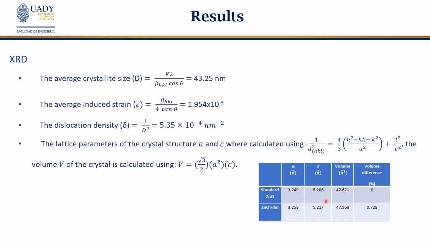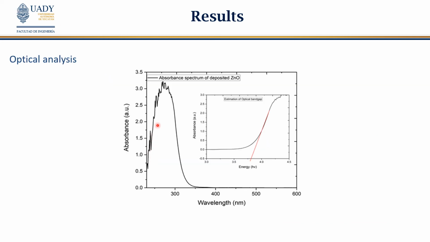The lattice parameters showed a slight expansion in the zinc oxide crystals that results in an increase of 0.7% compared to the standard zinc oxide crystal volume. We measured the absorbance spectrum of the deposited zinc oxide thin films and estimated the band gap to be approximately 3.8 electron volts, which is higher than the standard band gap value of zinc oxide.